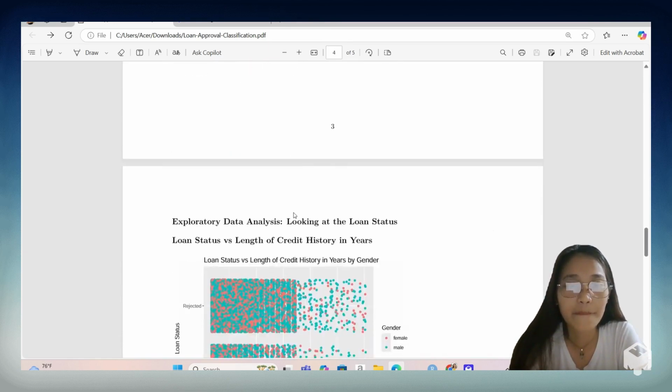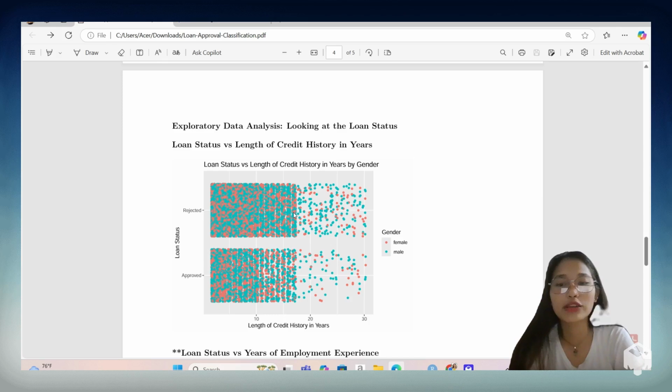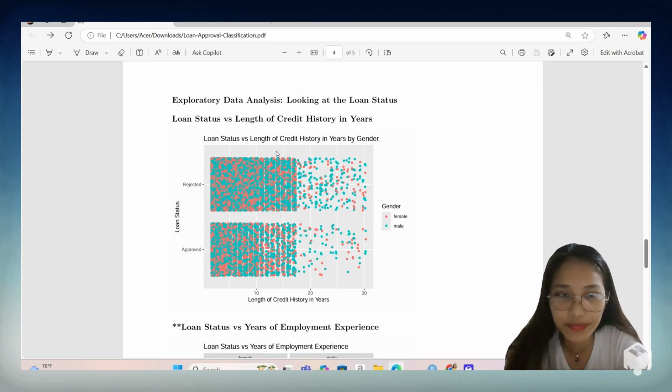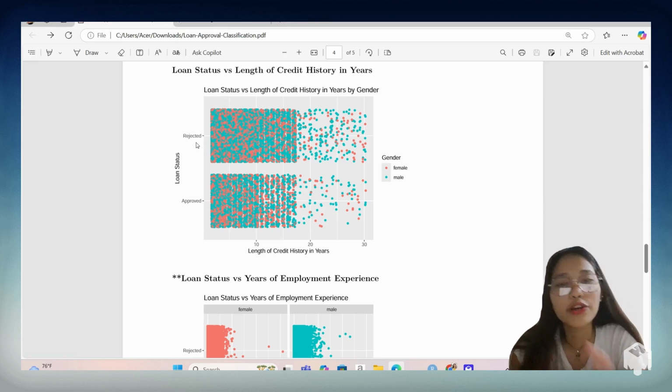Okay, next we have the exploratory data analysis, looking at the loan status. So, loan status versus length of credit history in years. I have used geom_jitter here. In the x-axis, I mutated the loan status from 0.